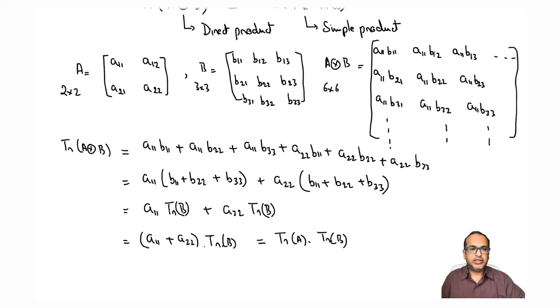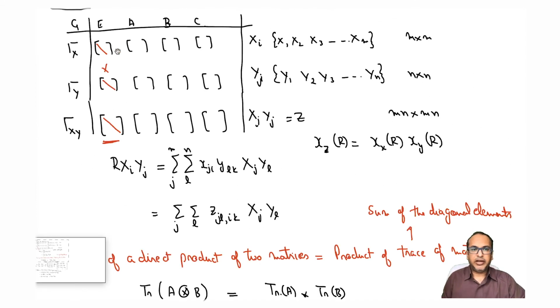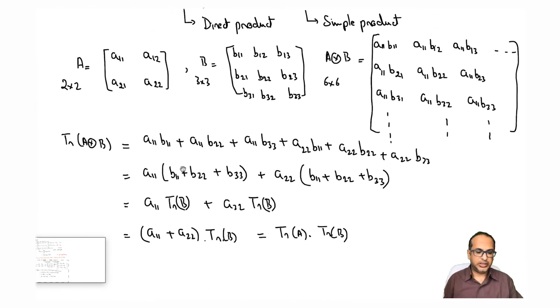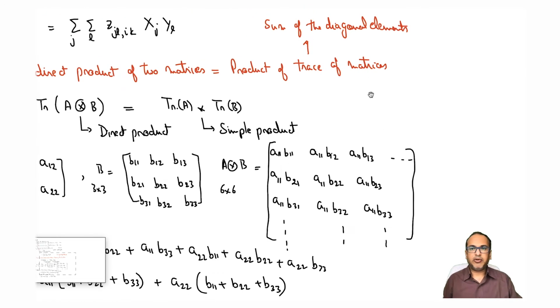So now my life is easier, because if I know the trace of this and the trace of this, I simply have to multiply the two numbers to get the trace of this matrix. That's why working with traces is much more convenient. So we'll be working with traces here. All right. Now let us take an example.